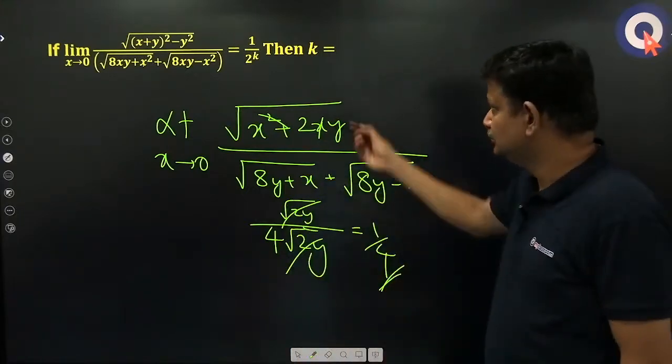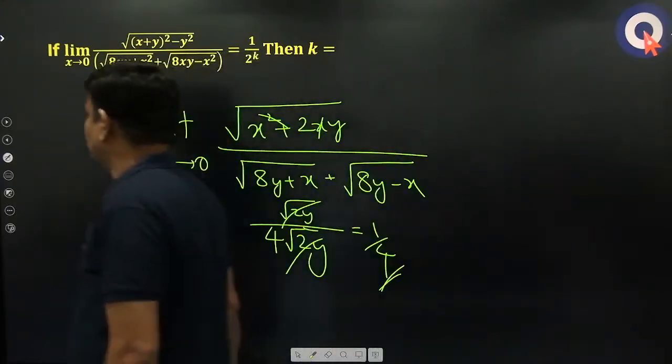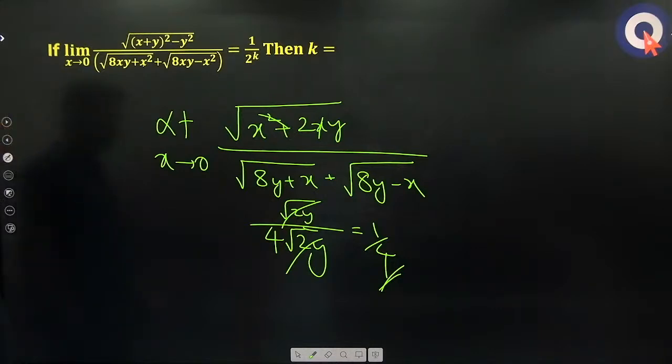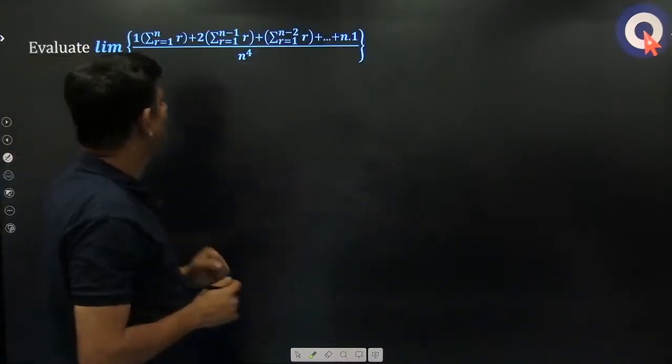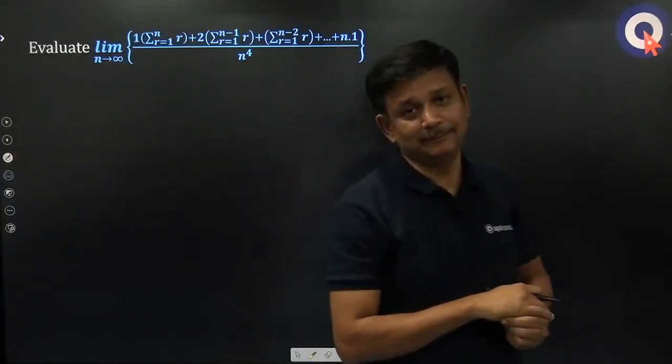Okay, so 2 power k is 4, k is 2. So just that, don't look at the question and get worried. That is the only moral in the question. You can happily do many such questions.